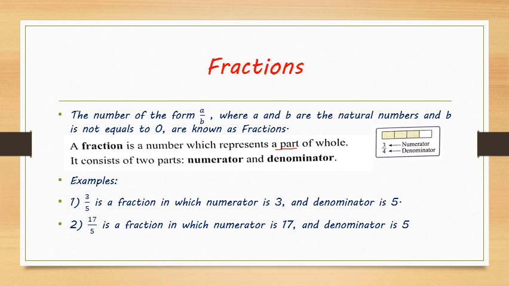For example, suppose 3 upon 5 is there. Then 3 upon 5 is a fraction where 3 is the numerator and 5 is the denominator. Similarly, we can say 17 upon 5 is also a fraction, which is in the form a by b, where 17 is the numerator and 5 is the denominator.